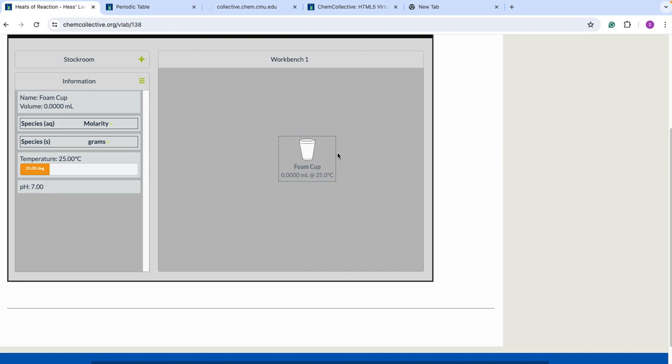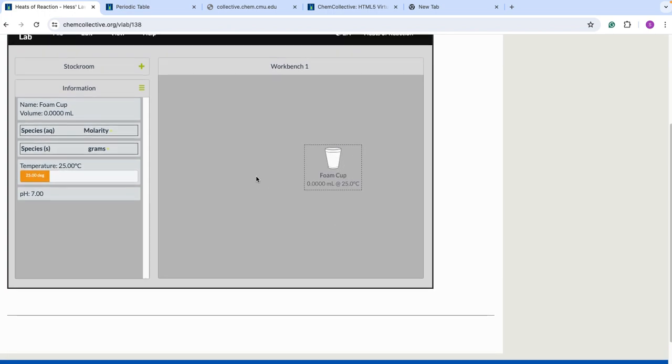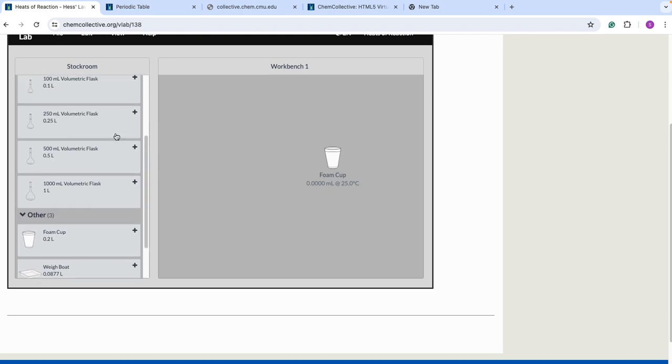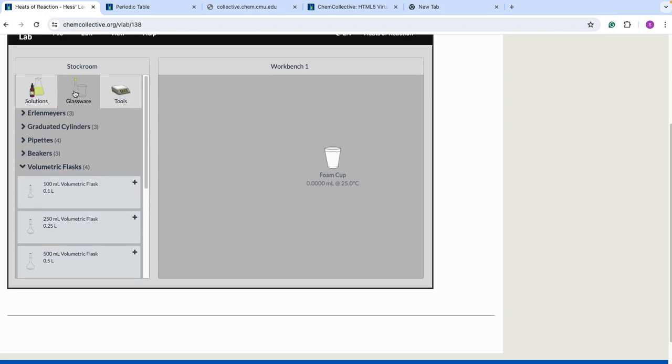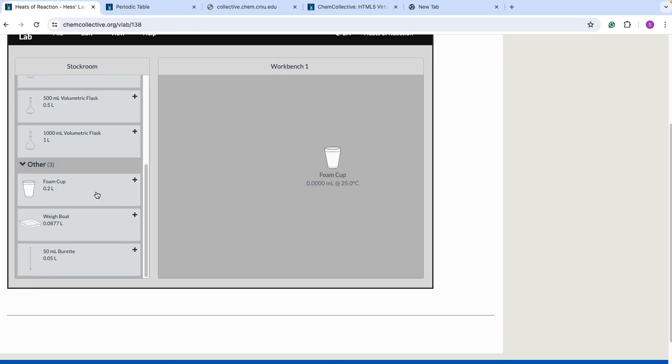If we used a beaker, we would find that the heat would actually be lost to the surroundings because the glass is not a good insulator. So what we're going to do then is place 50 centimeters cubed of hydrochloric acid into that. First let me just show you where I got the styrofoam cup. I went into glassware, down to the styrofoam cup, and I just clicked on it and it appears here.